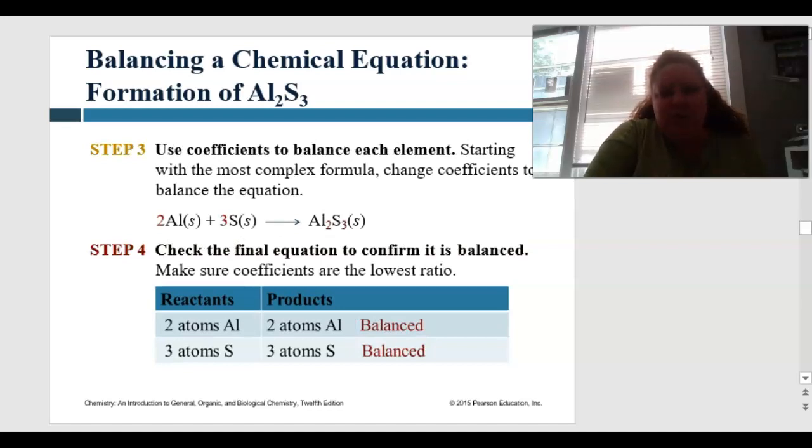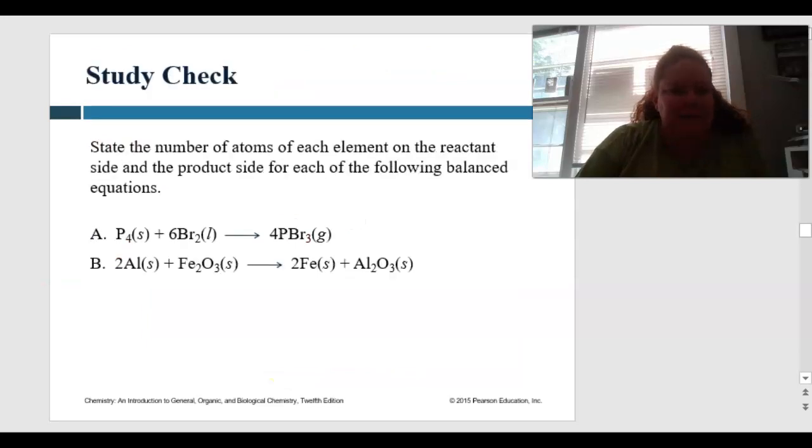So now let's work to balance them. Let's use these coefficients like we did before. So if we have two aluminums over here, we're going to have two on the starting side. We have three on the product side, so we're going to have three on the starting side. Now when we check the final equation to confirm that it's balanced, we have two atoms of aluminum in the reactants and two atoms of aluminum in the products, 3 atoms of sulfur on the reactants and 3 atoms of sulfur on the products. And so this is now balanced.